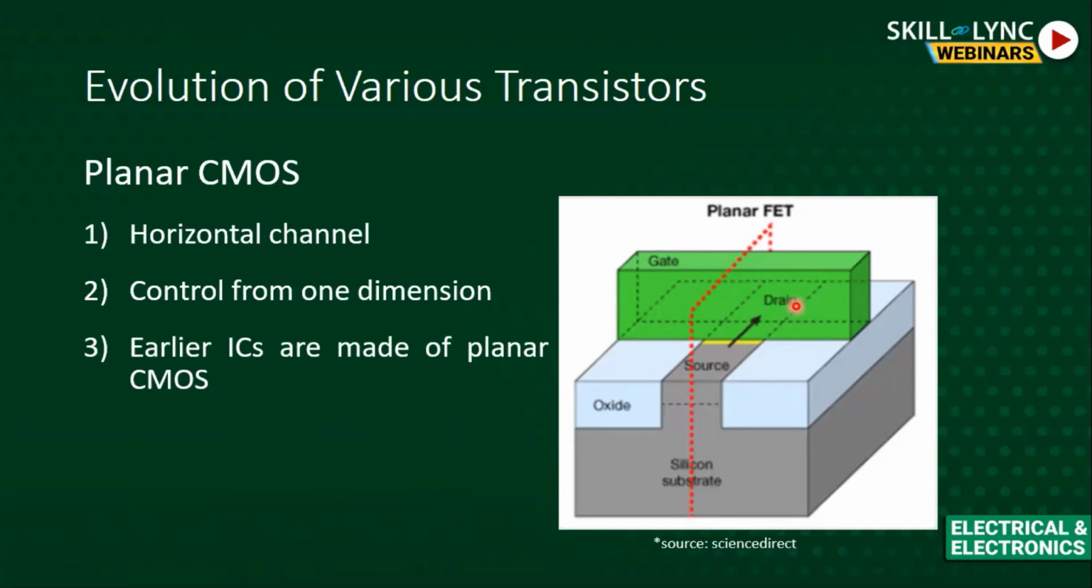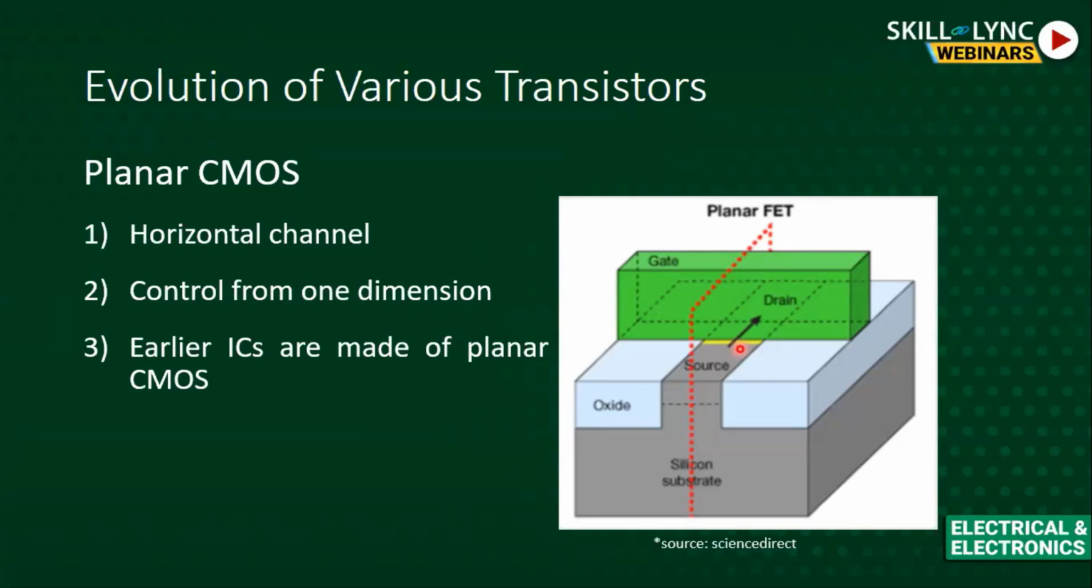Back then, our technology node started at maybe 180 nanometer or 250 nanometer, and before that we used to have this planar CMOS. When I say 180 nanometer or 250 nanometer, that represents the channel length, the distance between the source and drain. So the channel length decides your technology node. You can think of one thing straight away.